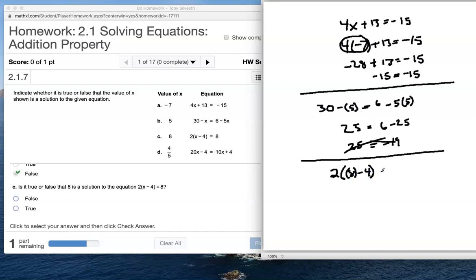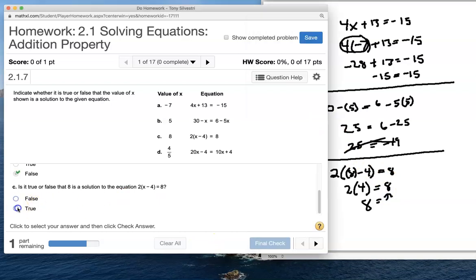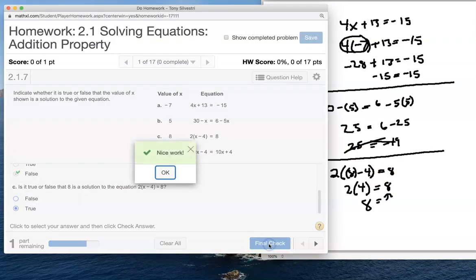Equals 8. Now, you've got to do what's in the parentheses first. Whatever's in the parentheses has got to be done first. 8 minus 4 is 4. So that's the value of those parentheses. Copy the rest of the equation down. And it's looking good for this answer because 2 times 4 is 8. And that is certainly equal to 8. I would say that's true. Super. Great job. Yes.